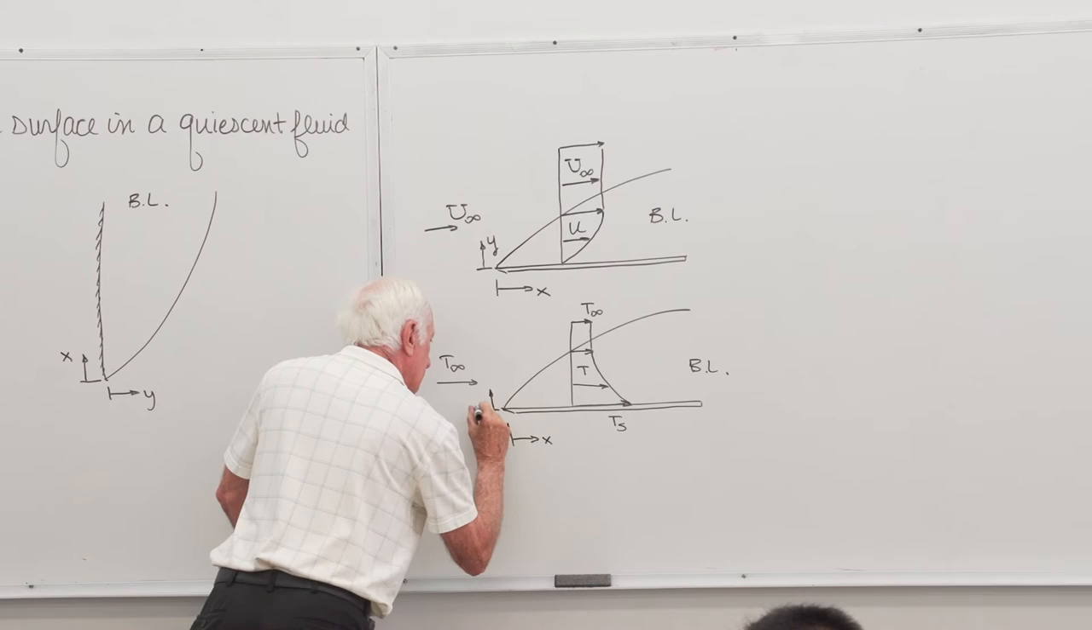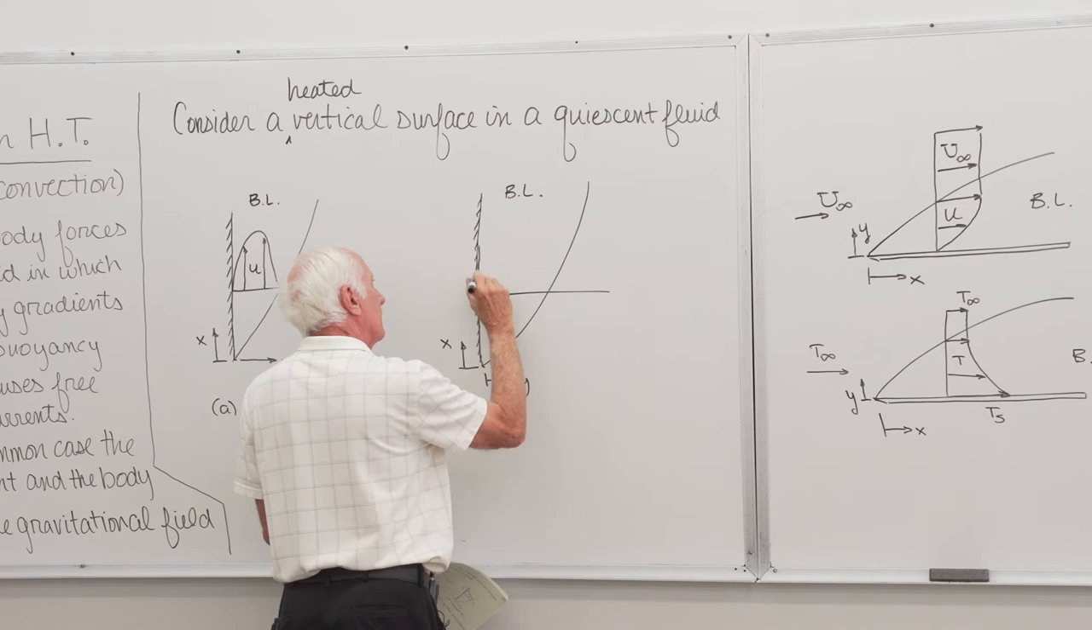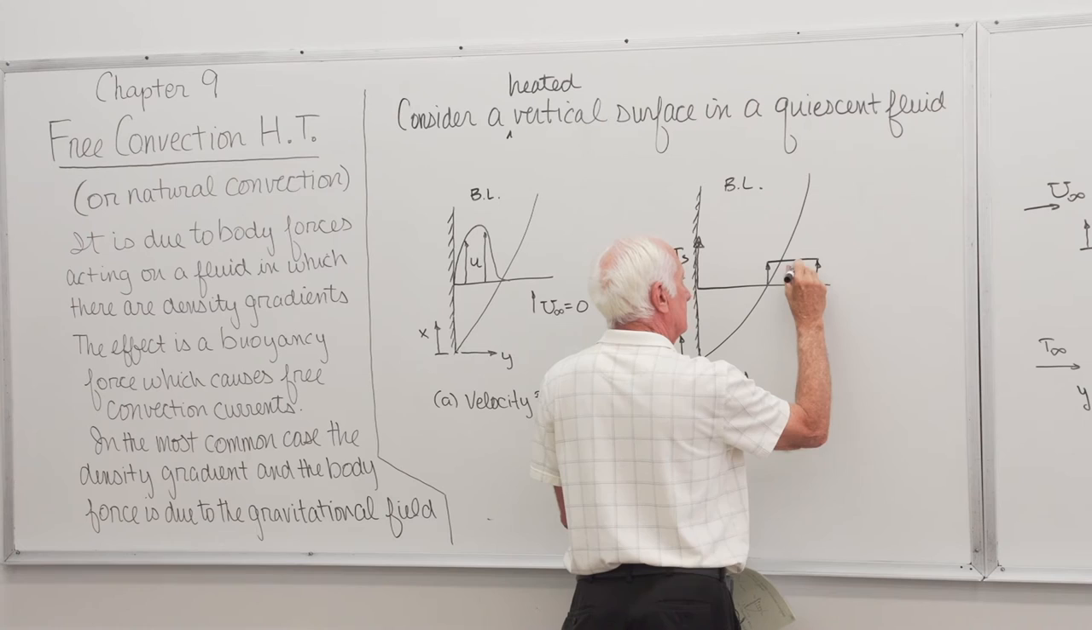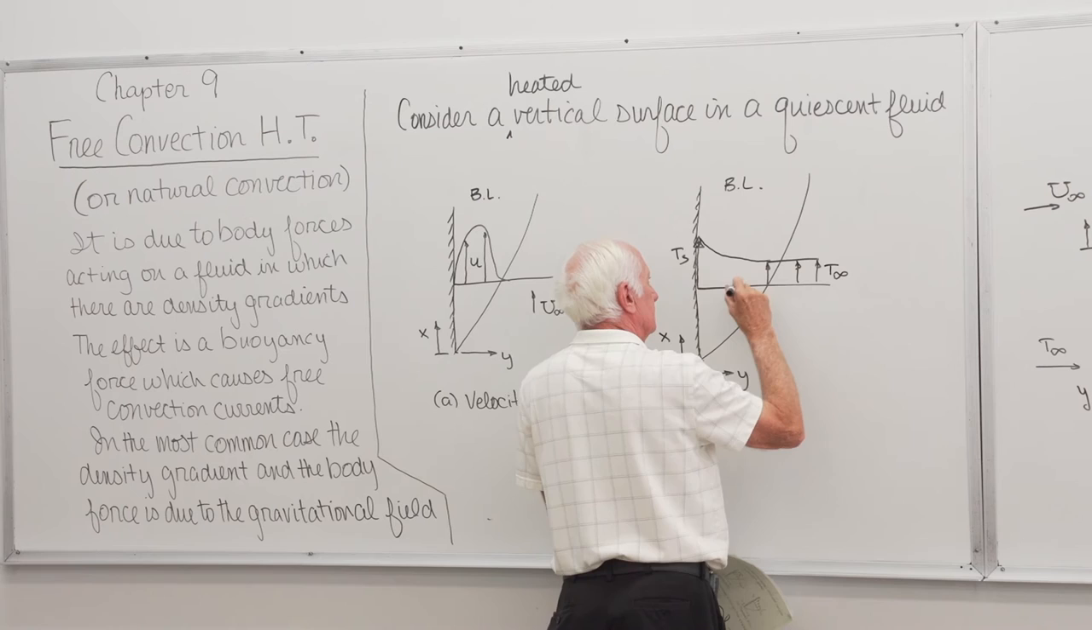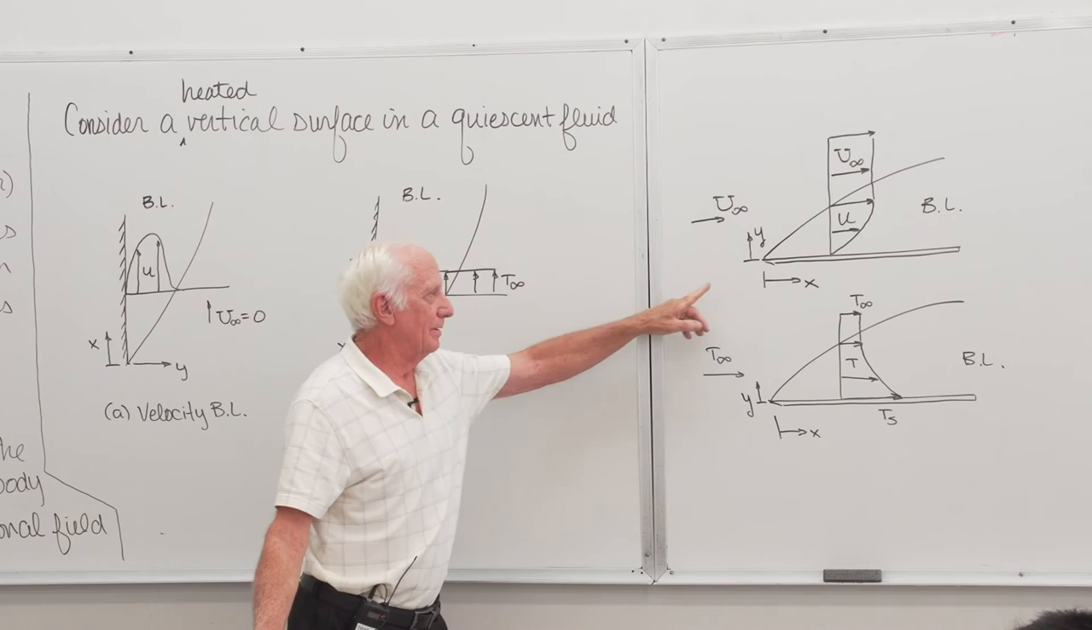Over here, draw the thermal boundary layer. Assume the surface is heated, and assume that the temperature of the free stream is less than that. So it looks like that. So the temperature boundary layers look very similar for chapter 7, chapter 9, but the velocity boundary layers look really different. Okay.